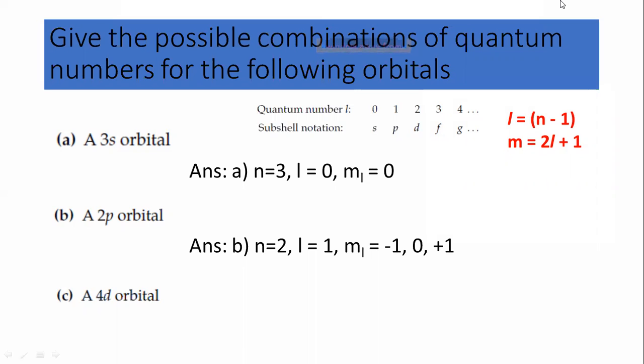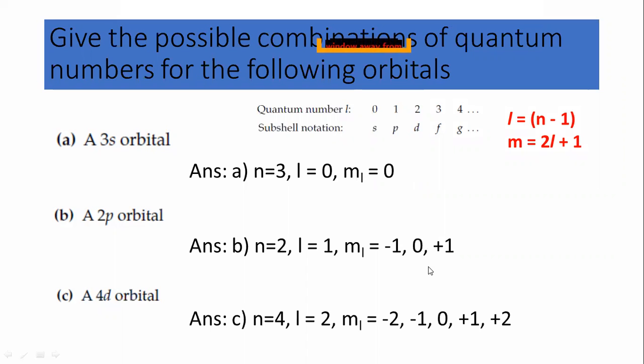Sir, n is equal to 4, good. l is equal to 2, okay, and m has 5 values: -2, -1, 0, +1, +2. That is excellent. So this is all about the orbital 4D. n is 4, and when there is a D, the value of l is 2, and there must be 5 orientations, because when l is 2, the m values will be 5.